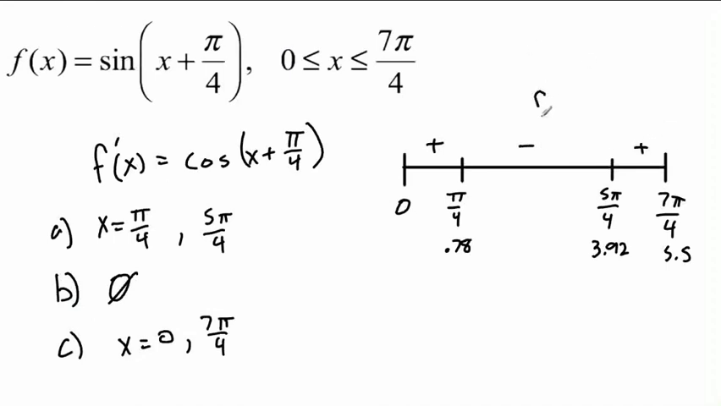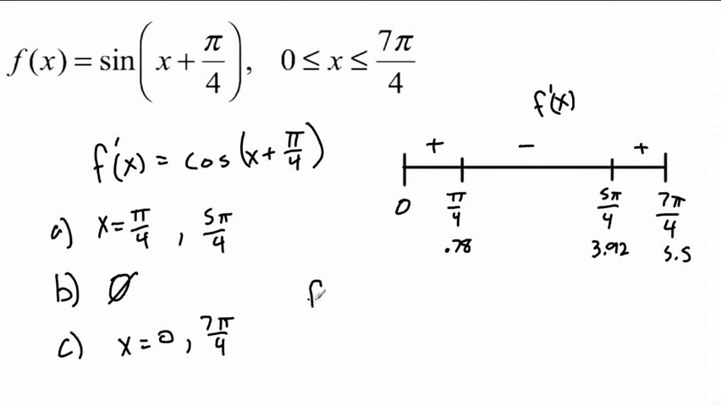Now remember, I'm plugging this into the derivative, not the function, so I know what the slope is going to be in between. So since this goes from positive to negative, I know I'm going to have either a max or a min here, and I know I'm going to have a max or a min here. And then because these are endpoints, a local max or a local min is going to happen. So let's plug them into my function.